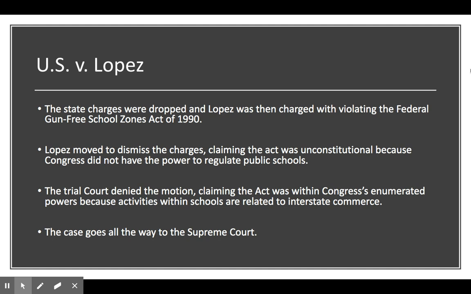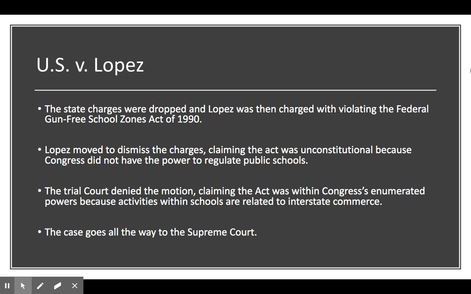And this act made it illegal for any individual to knowingly possess a firearm in a school zone. So Lopez is going to move to dismiss the charges and claim that the act, the Gun-Free School Zones Act, is unconstitutional because Congress did not have the power to regulate public schools. So he is arguing that that is not one of Congress's powers.